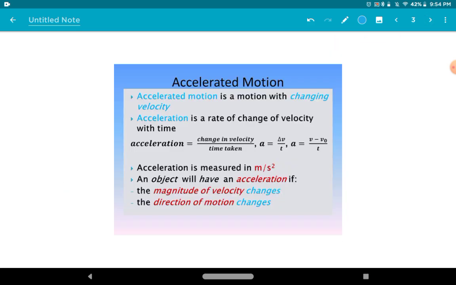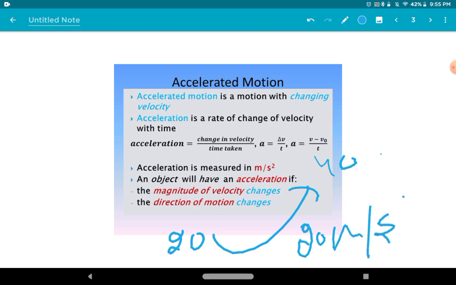So our next topic is accelerated motion. So it is just talking about acceleration. Accelerated motion is a motion with changing velocity. Like if now I am traveling with 20 meters per minute, and if I go from 20 to 40 meters per minute, then 20 meters per minute will be my acceleration.